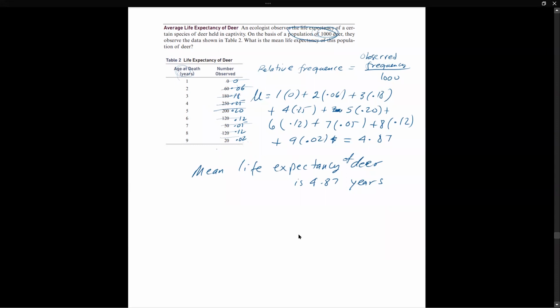So the takeaway here is we did an experiment observing for 1 year, for 2 years, and so on, and how many observances here. Then when we put this data together, we were able to find the mean life expectancy for this deer population.